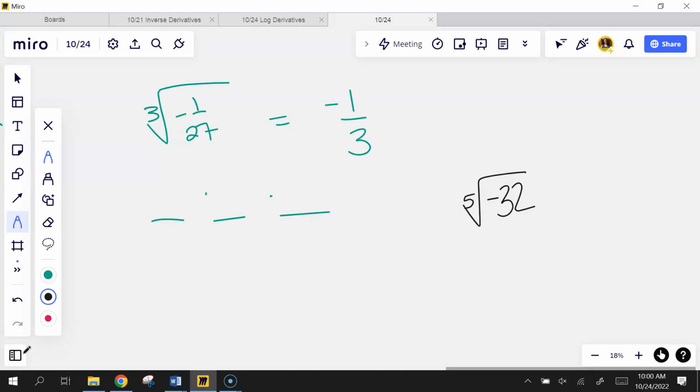Wyatt, what is that one? 2. Close. It's odd. It's odd. Oh, negative. Negative 2. There you go.